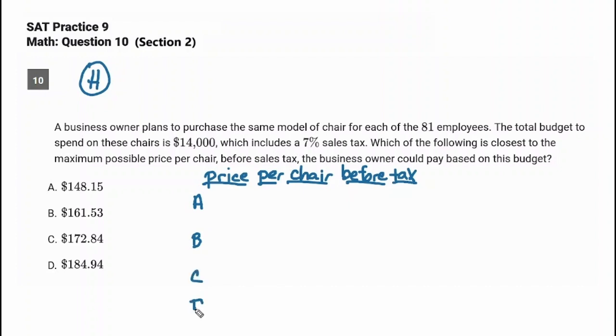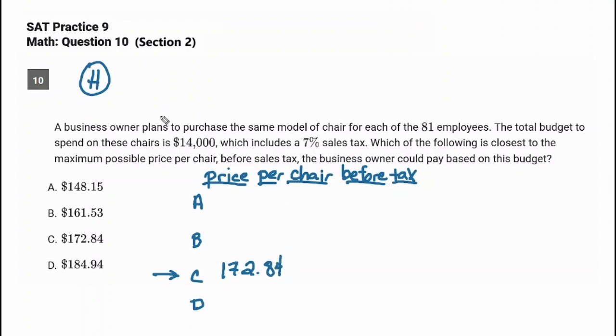Where should you start? You should start in the middle, because if you're wrong, you can see a lot of the times if it's too big or too small. So let's start with C. Let's say the price per chair is $172.84.